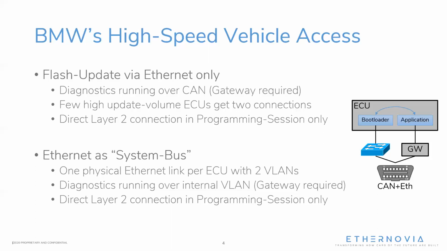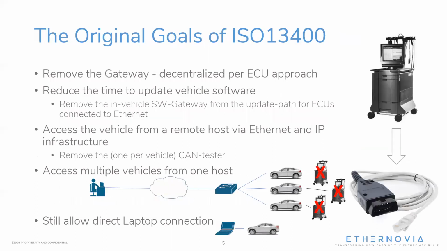Unfortunately, this second step of the 2 VLAN process actually only came to life after ISO 13400 was published. And so the goals for ISO 13400 were still derived from the initial approach. And this initial approach was particularly focused on removing the gateway while updating the software, and thereby decentralizing the communication between the ECU and the tester. Again, with the goal to reduce the update time for the whole vehicle.